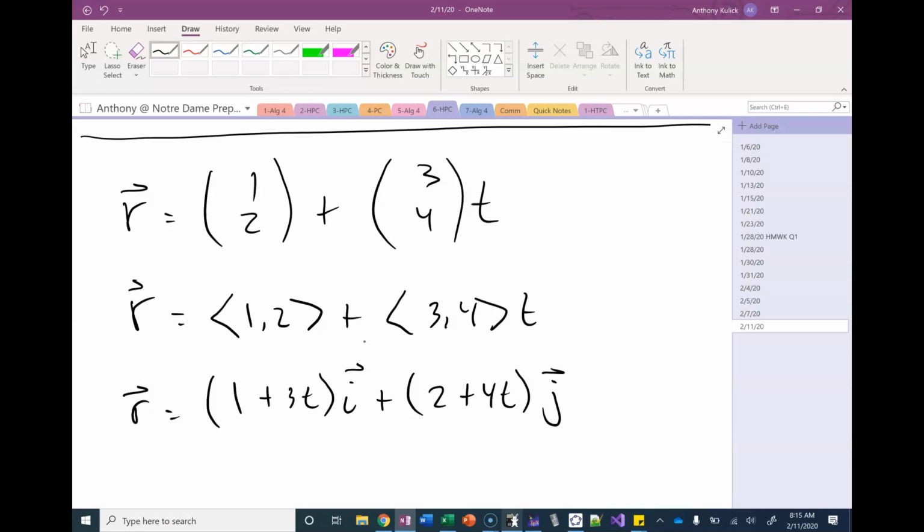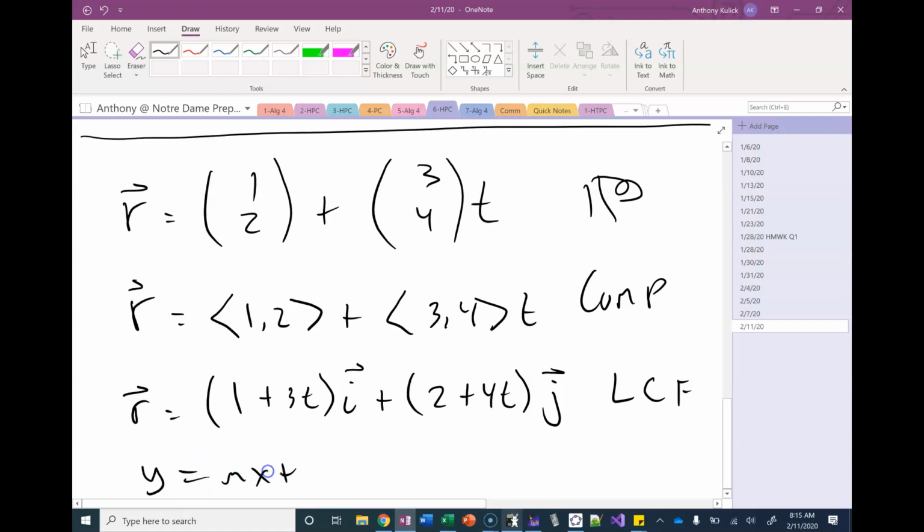Is that okay there? So that's an example. There's three different forms there that I wrote that same line in. This is the IB. This is just component. This is linear combination. You can call it a slope-intercept form, which is also a line still. But that's what I mean.